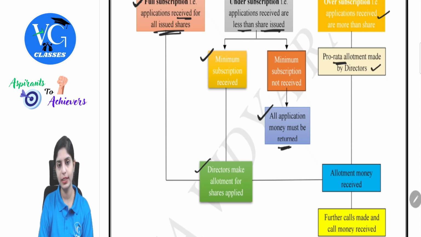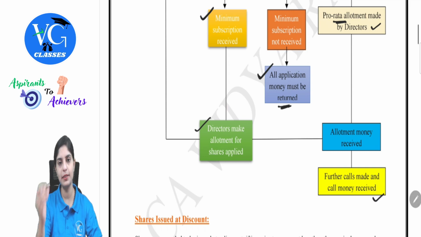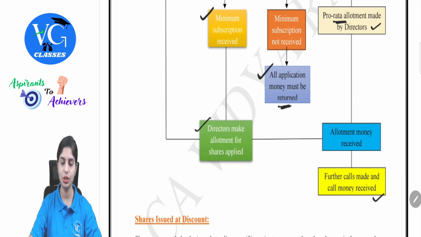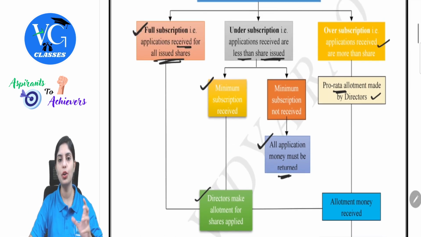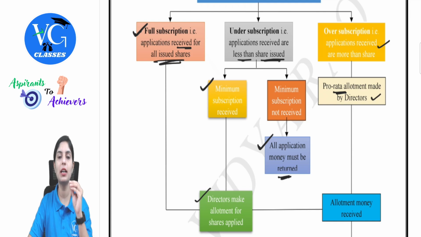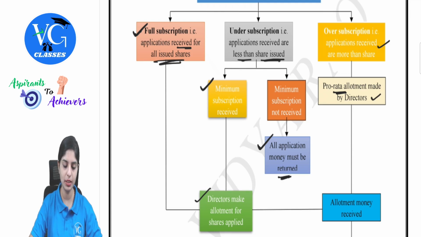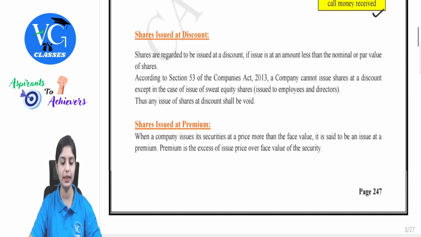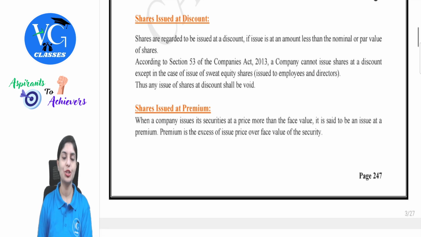Allotment money would be received once you proceed with allotment, and further calls and call money will be received as we saw in the installment structure. So this chart just gives you an overview of what could be the situation of subscription, and when it comes to under subscription, do not forget the point of minimum subscription. This is most relevant in reality. Now, issue of shares. We are going step by step, guys. So, we understood what could be the subscription state.